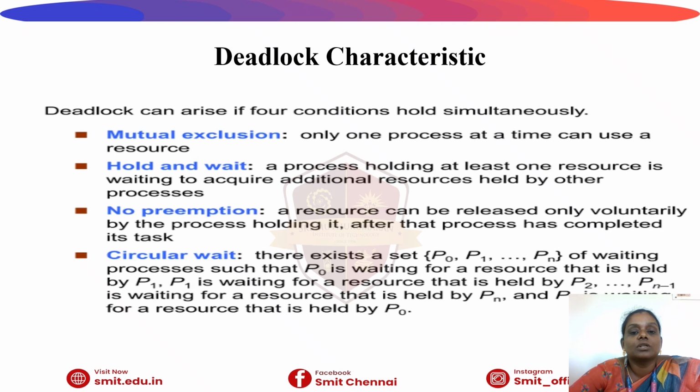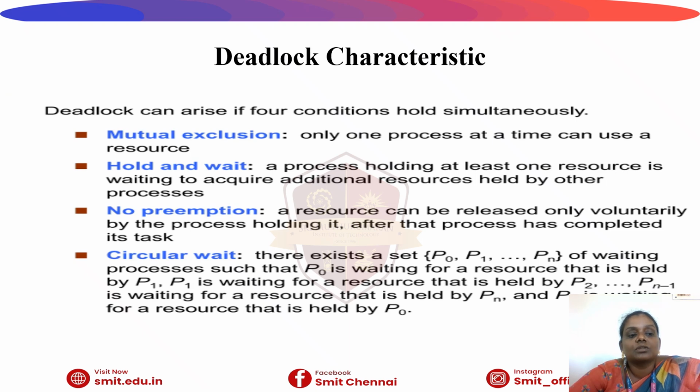In mutual exclusion, only one process can use a resource at a time. For example, only one person can use one pen at a time. That is mutual exclusion. If only one process uses it at the same time, it is called mutual exclusion. Hold and wait: a process holds one resource and waits for another. That is called hold and wait. For example, you are holding your mobile and waiting for a charger.